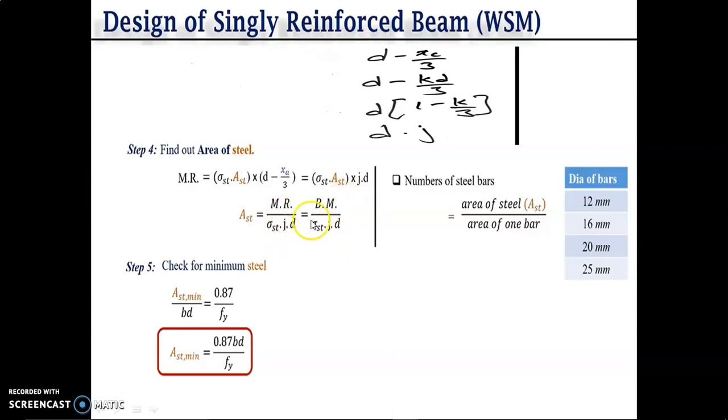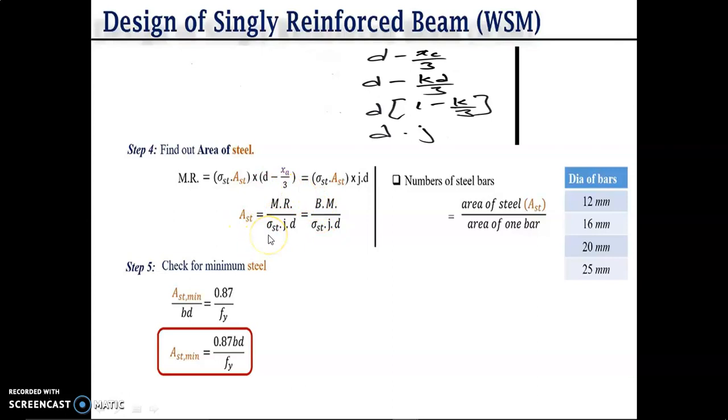Why do we write here MR equal to BM? Because in a balanced section the moment of resistance is equal to the bending moment. But if your case varies, meaning if your section is under reinforced or over reinforced, then if the bending moment is less than MR, that section is an under reinforced section, and if the bending moment is greater than the MR, then it is an over reinforced section. Okay, so this formula gives us AST.